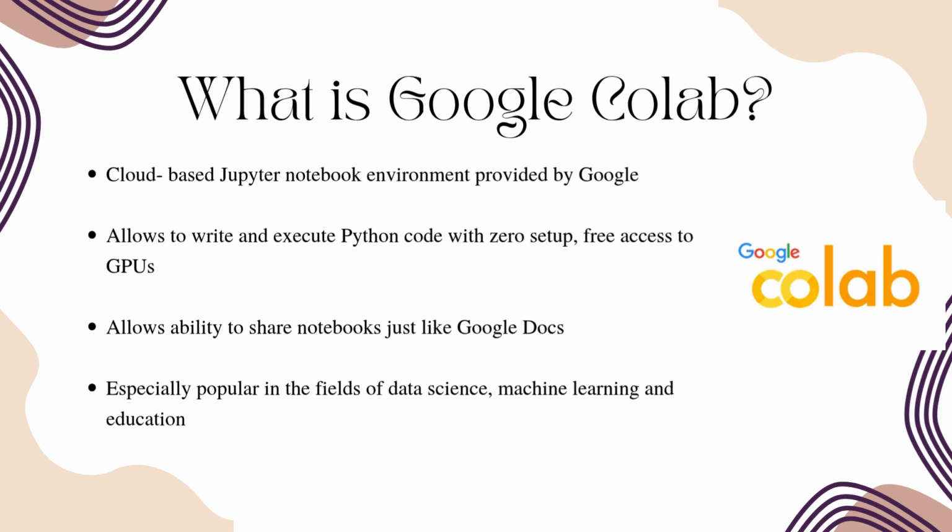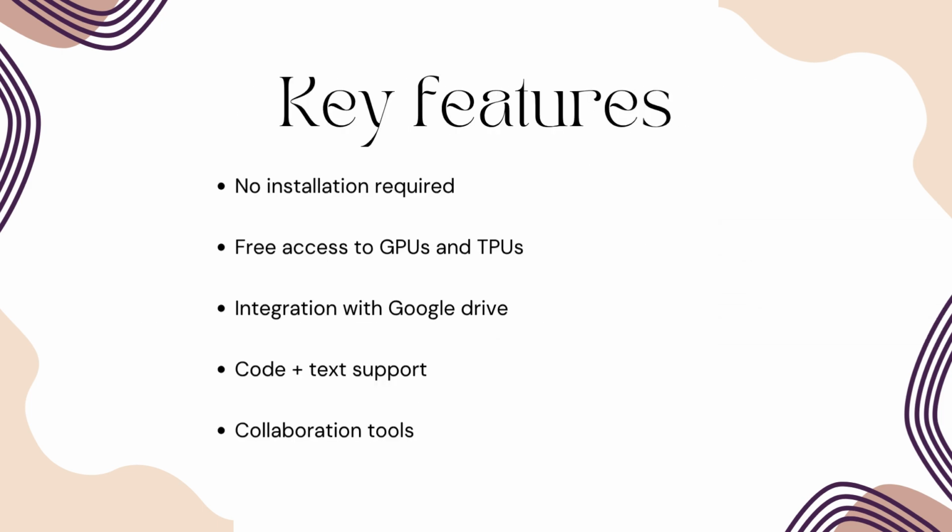Colab is especially popular in the field of data science, machine learning, and education because it simplifies the setup process and enables easy sharing of code and results. Now, let's look at some key features of Google Colab. First is no installation required. Everything runs in the browser so you can start coding immediately. There is no need to set up a Python environment on your own machine. This is a huge advantage, especially for students, educators, or anyone who wants to avoid the hassle of configuration.